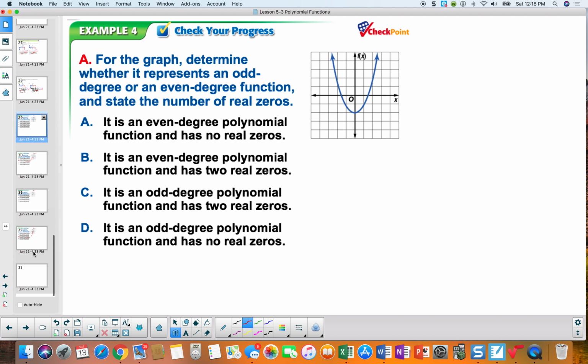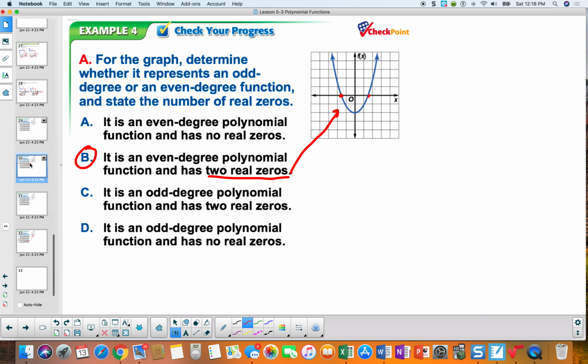Okay, your turn. Stop the screencast, and here's the answer.